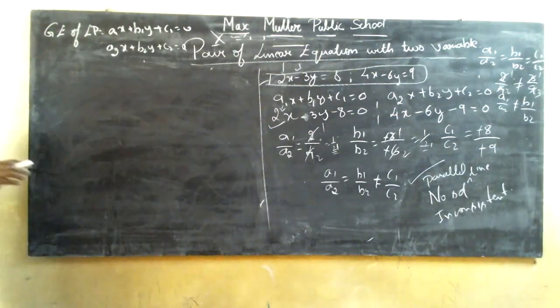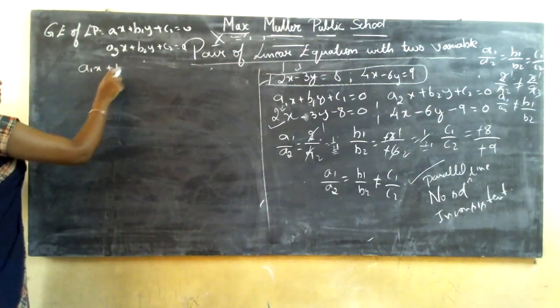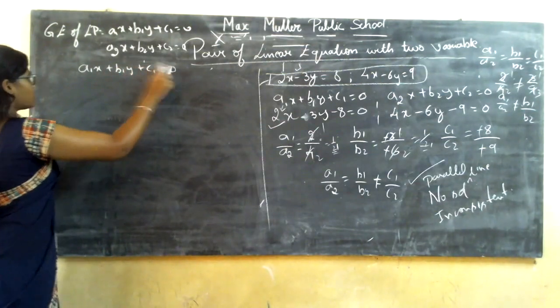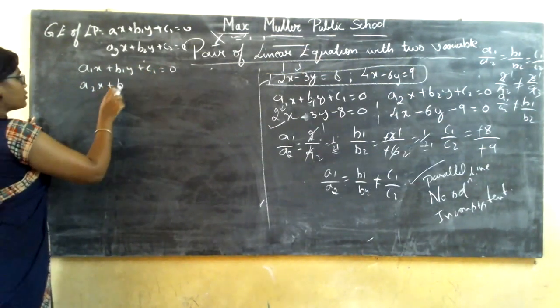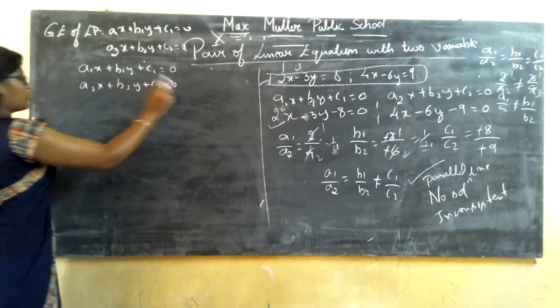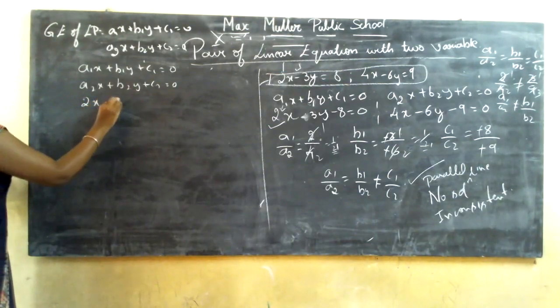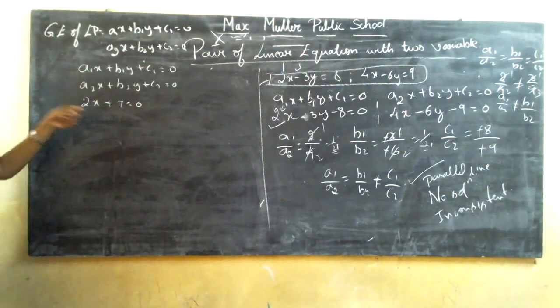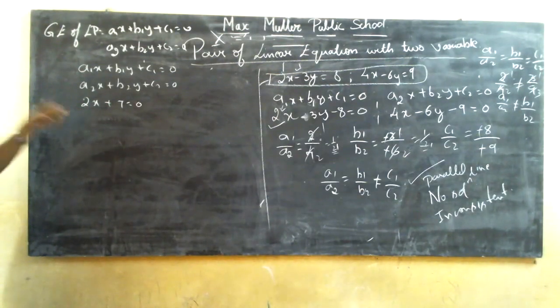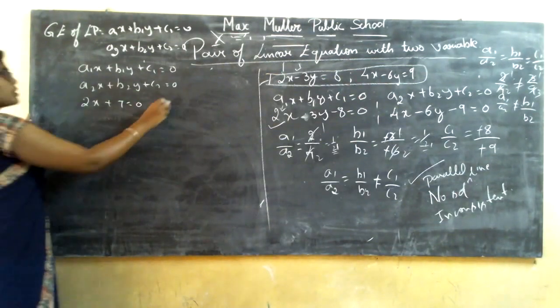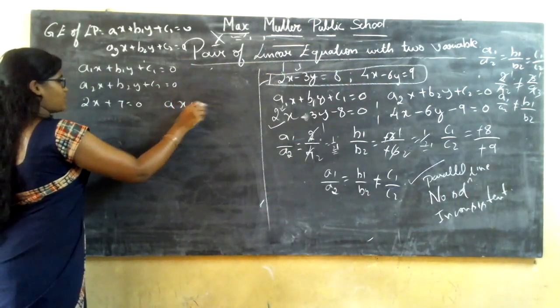Let me say. The first thing is, even here you need to remember the general equation, that is a1x plus b1y plus c1 is equal to 0 and a2x plus b2y plus c2 is equal to 0. Why should I remember this general equation, since I'm not using the ratio? I'll give you the expression 2x plus 7 is equal to 0. If you want to say whether this is an equation or not, you want the general equation. What is the general equation? That is ax plus b is equal to 0.